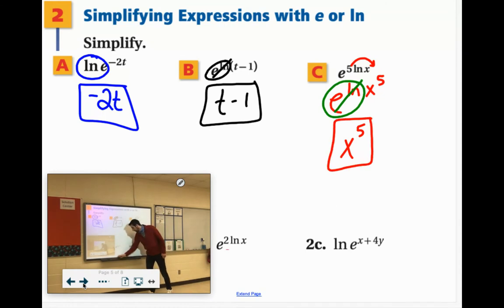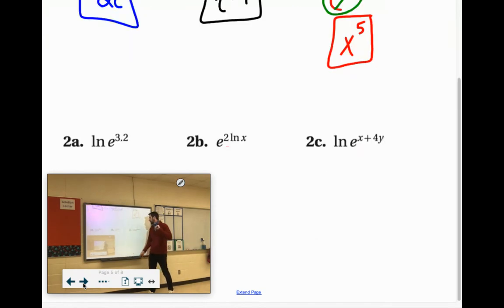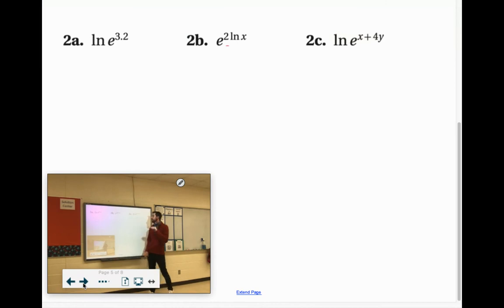So quickly, not quickly, take your time, but try to simplify these. Go ahead and pause here. I'm going to simplify them and see if you come up with the same answers, okay? You got this.